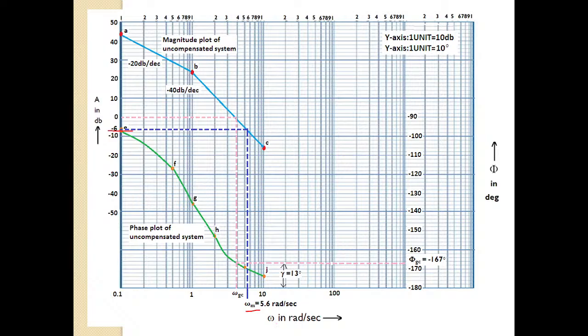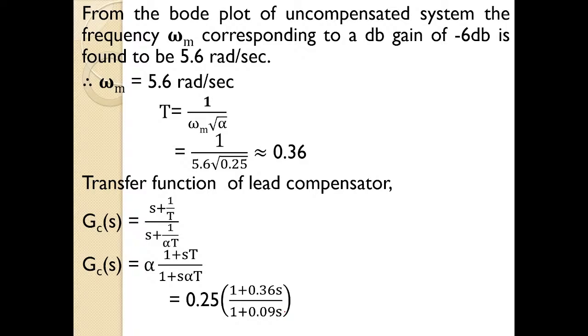Okay, so we have got the omega m value. Let us move further. So what is the omega m value? It is 5.6 radians, and we know T is equal to 1 by omega m root alpha. Omega m, from the graph we have got 5.6 radians. Alpha is 0.25, we have already calculated. So what is T? It is 0.36. T value is 0.36.